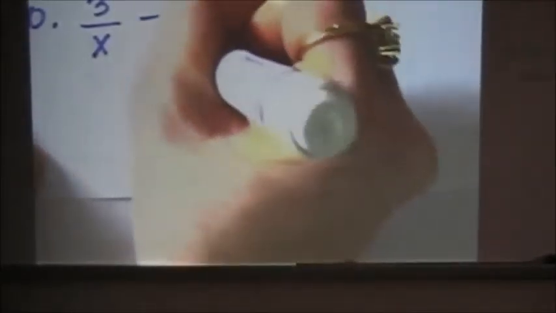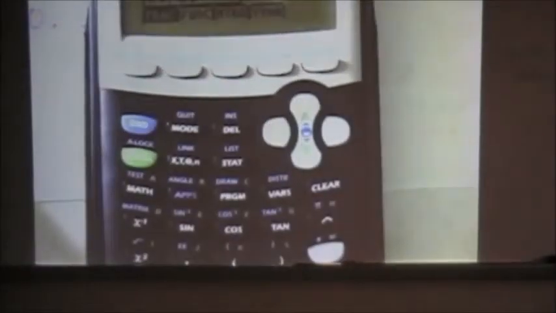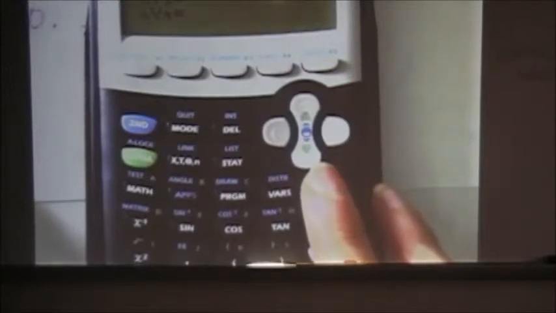Let's look at one where it's greater than. Let's look at number 20. On number 20, they have 3 over x minus 4 over 3x is greater than 0. So I'm going to plug that into my calculator. Plugging the left-hand side into y1 and the right-hand side into y2. I'm going to use my fraction bar. So I'm going 3 over x minus 4 over 3x. And I want that greater than 0.